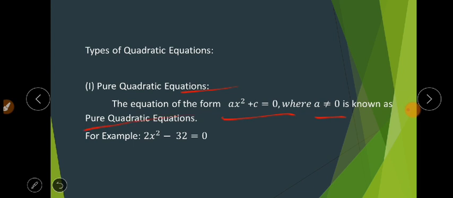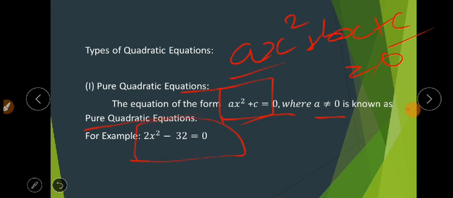That means it should be in the form of ax square plus c. The normal quadratic equation standard form is ax square plus bx plus c is equal to 0. So under pure quadratic, we are considering only the first and last terms, that is, ax square plus c is equal to 0. Look at the example also.